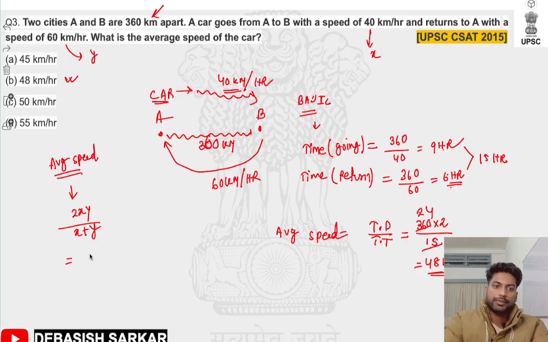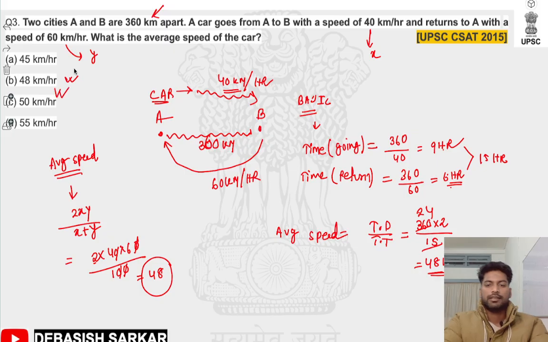Now see, 2xy, so 2 times the speeds, 40 and 60, by 40 plus 60, that is 100. Got it? X plus y, that is 40 plus 60. So the zeros are gone. 2 into 4 into 6, that is 48. So from here also your answer will come. Okay, any way you can solve. This is the basic method, and this is the alternative shortcut method.